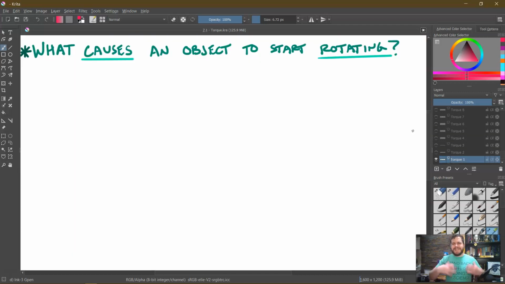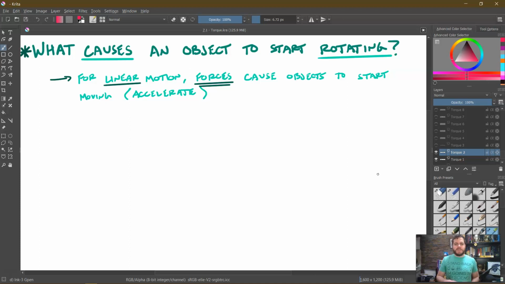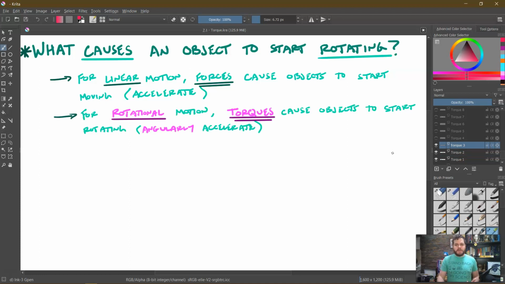So what exactly causes an object to start rotating if it is currently not? Well, let's think about, first off, just regular old acceleration. For linear motion, or regular side-to-side translational motion, forces cause objects to start moving if they are currently at rest. So it's a force which causes an acceleration. But what causes an angular acceleration or a start in rotational motion will instead be a torque.